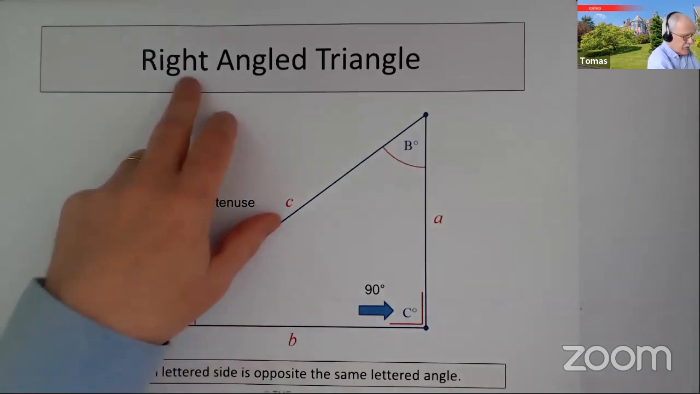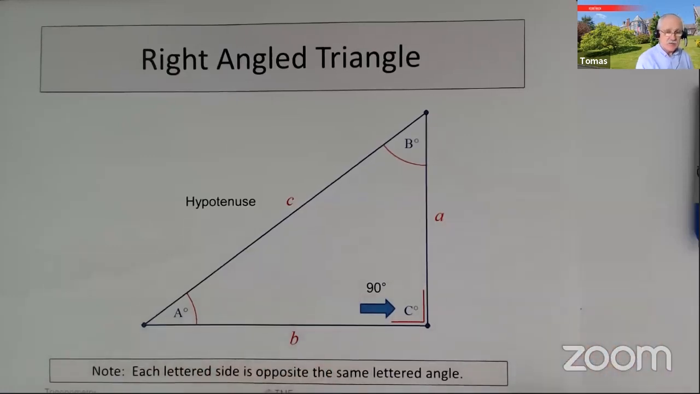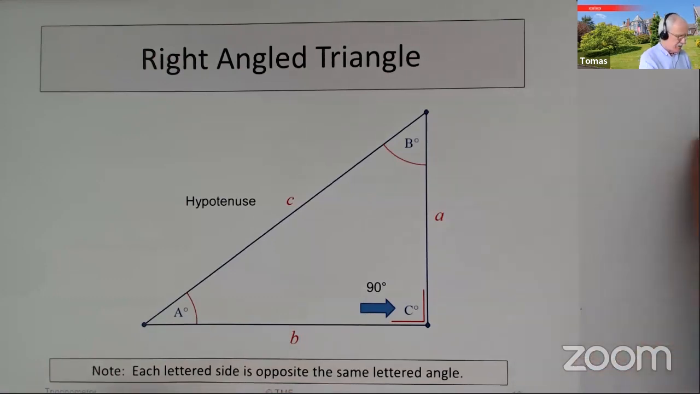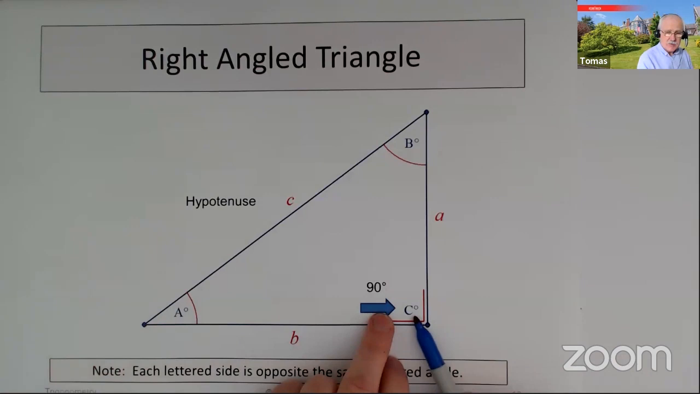So we're going to start now with right angle triangles. For the next while, we're looking at just triangles that have 90 degrees. And there's loads of rules for them, and there's different rules for those that don't have 90 degrees. So here we've got a right angle triangle. We've got the 90 degree.